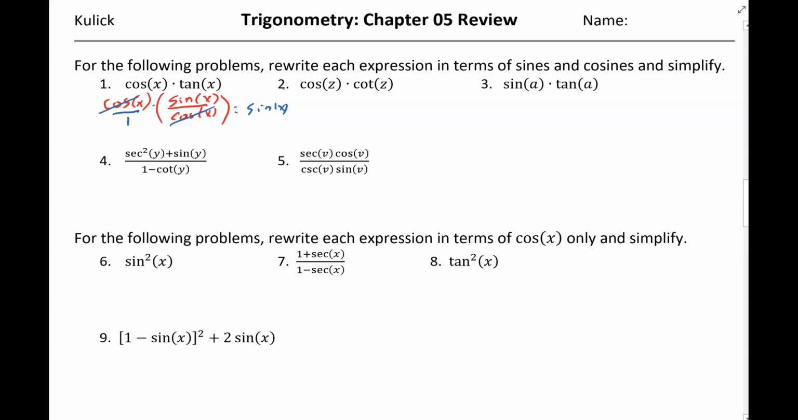I just want an answer with only sines and cosines in it, is what the directions say. So I just converted everything into sines and cosines and then simplified appropriately, and my answer that I'll be left with will be just something in terms of sine and cosine still.